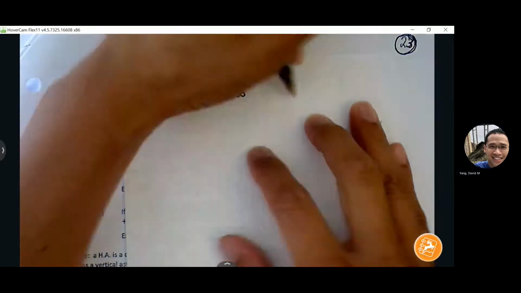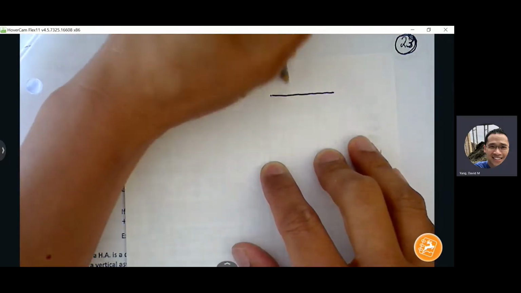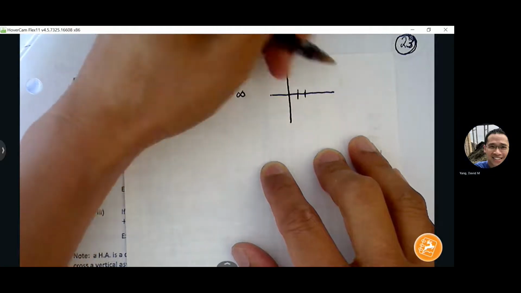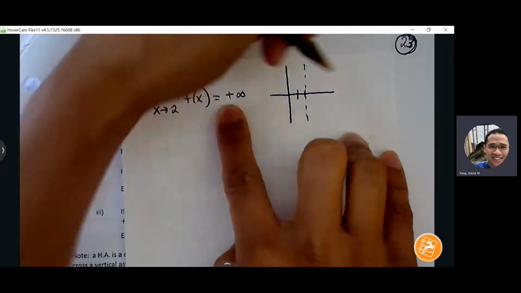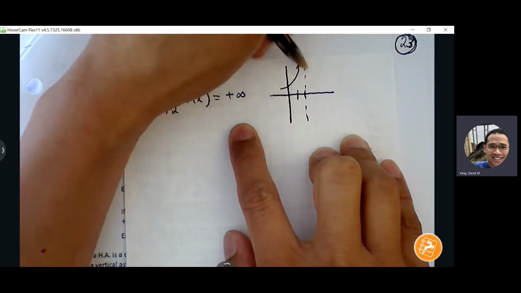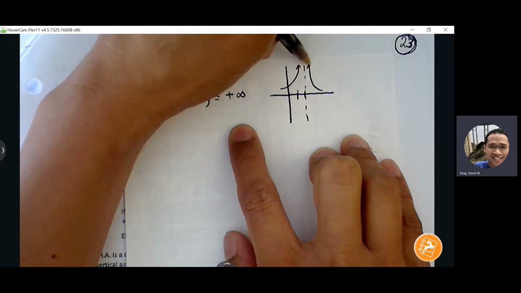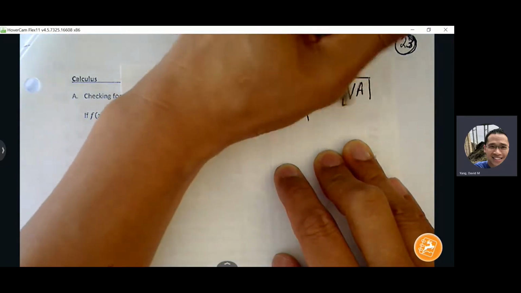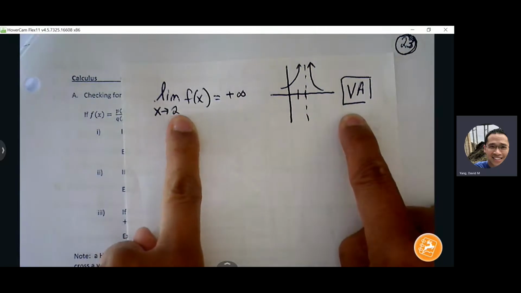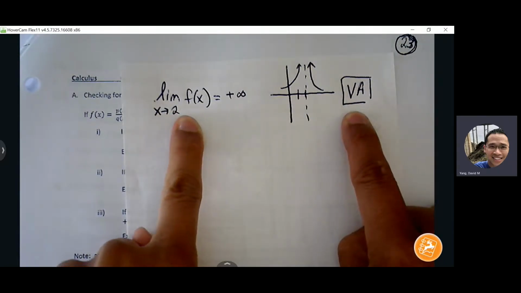Because as I approach 2, my y value, both sides, is headed towards positive infinity. We know this is a category under does not exist, and this is an indication that there is a vertical asymptote happening at that point.